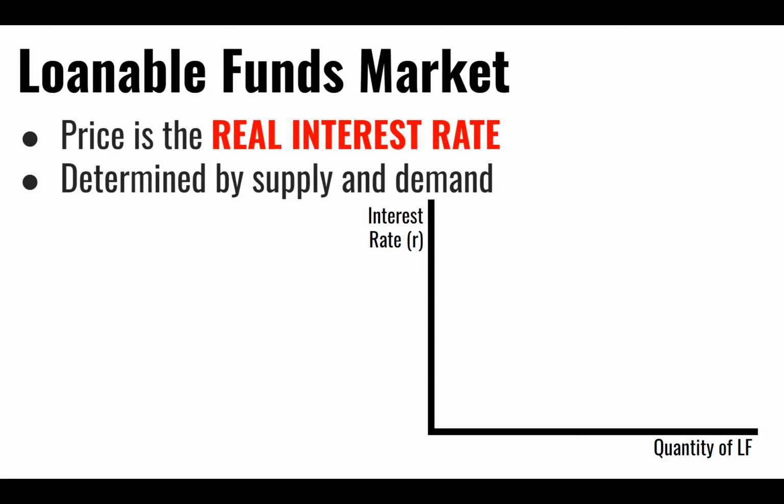The price of the loanable funds market is known as the real interest rate. It's taking into account expected inflation. And so it's more of a long-term interest rate than you have in the money market that we talked about when we did monetary policy. So the vertical axis is the real interest rate, or R. Horizontal is the quantity of loanable funds. The price, the real interest rate, will be determined by the intersection of the supply of loanable funds and the demand for loanable funds.